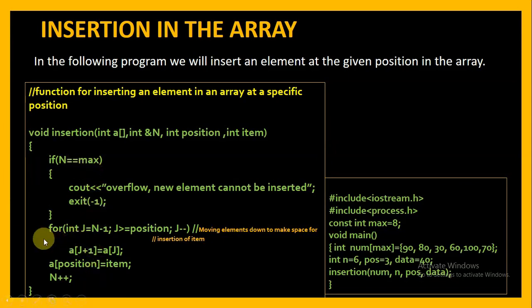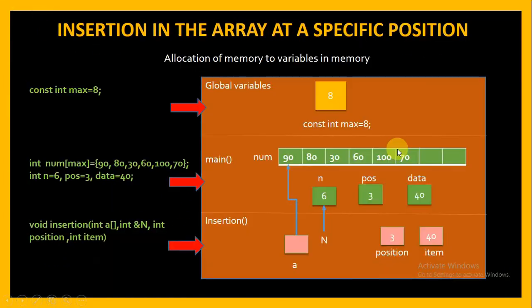And if this is not the case, then we will move all the elements from the end till the position where I want to insert the element one step down. We will see how this will work, and then we will insert the item at this position. And I will increase the number of elements by 1, because now one more element has been added to the array. So let us see the dry run of this program to understand it more comfortably.